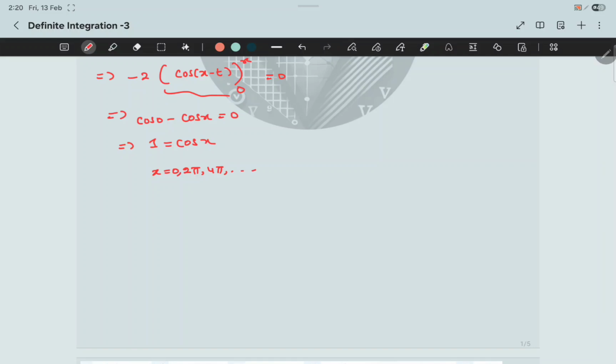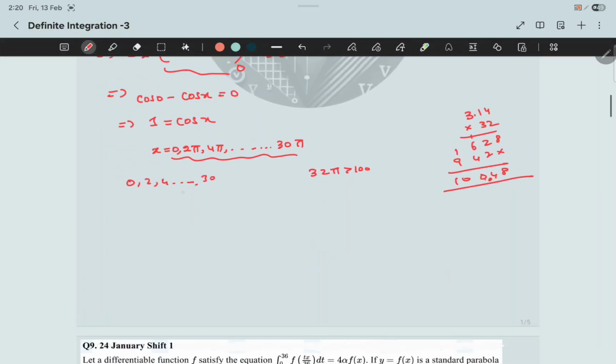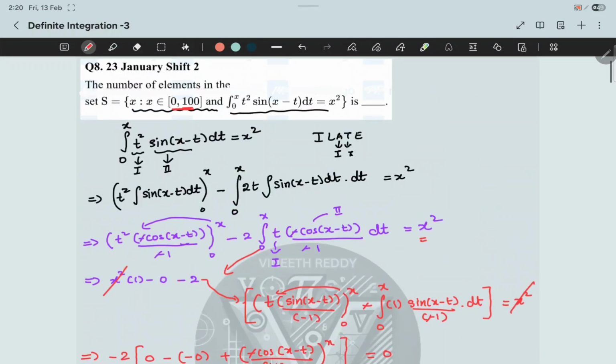What should be the maximum value? Maximum value I think should be 30 pi, because 32 pi, 3.14 into 32, is greater than 100, right? 32 pi is just greater than 100. That means we should stop at 30 pi, right? So we have 16 such values. That means x should be equal to 16, right? 16 should be the answer, right?